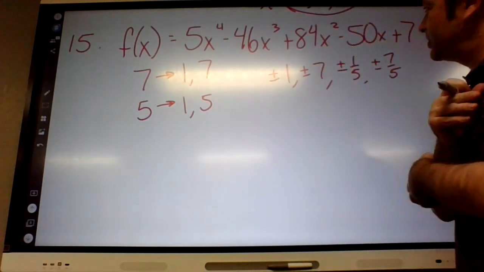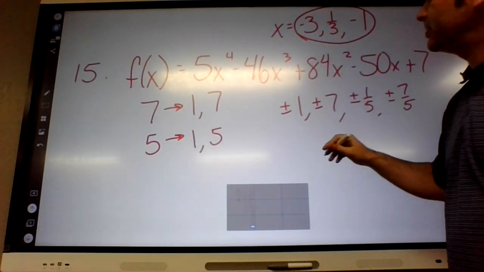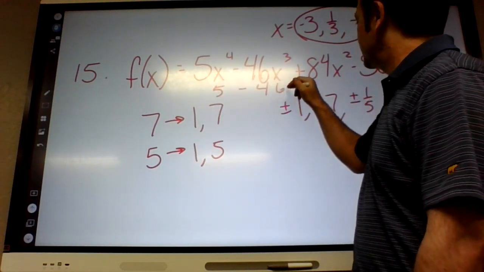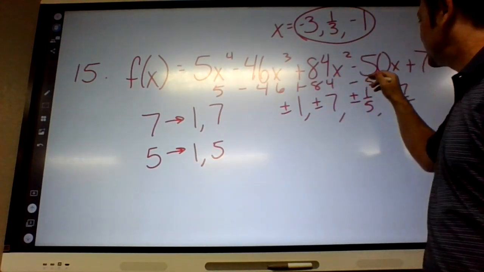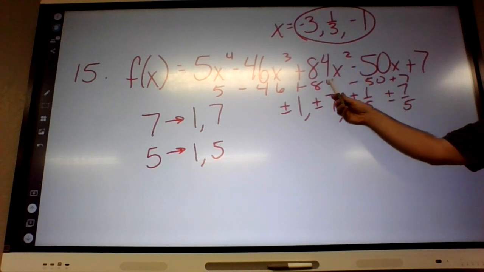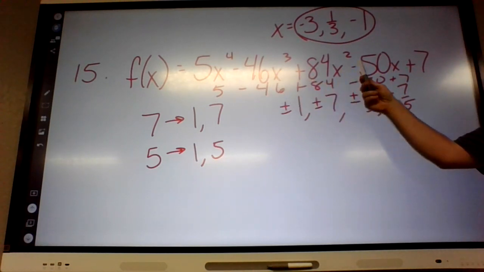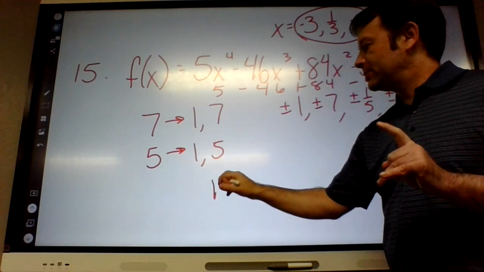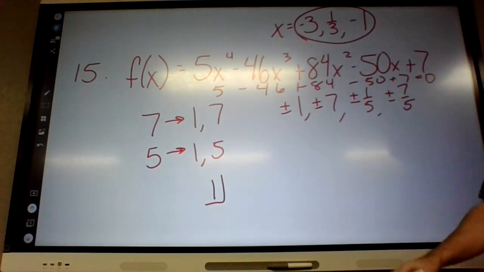Let's see. If I plug in 1, does it work? I think it did, if I remember right. This would be 5 minus 46 plus 84 minus 50 plus 7. My positives would add up to 96. My negatives would add up to negative 96. So yes, it actually does equal 0. So 1 works. So what I'm going to do is, kind of like the last time, just take a 1 out.